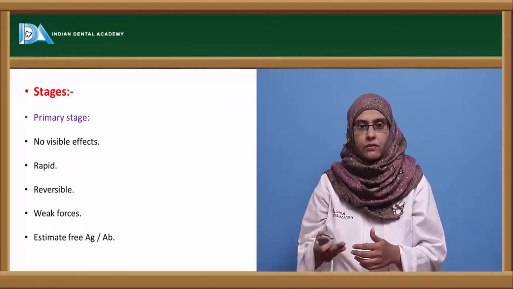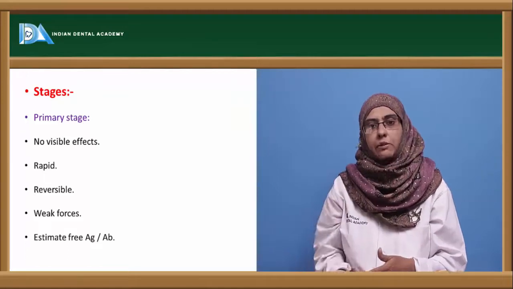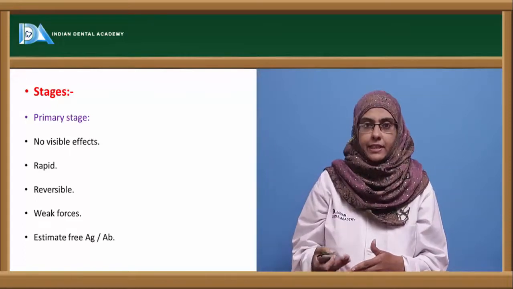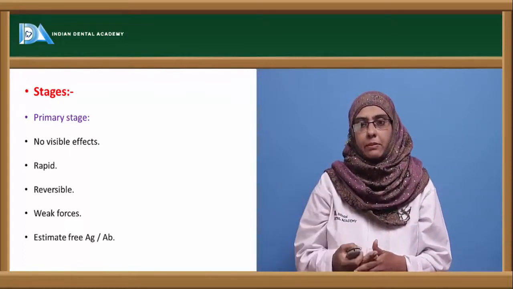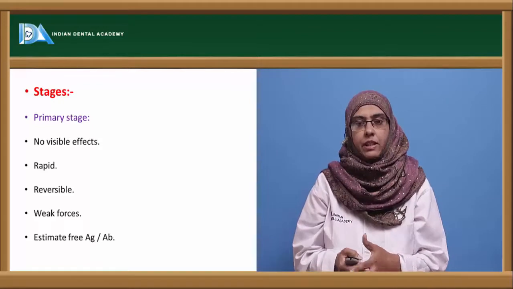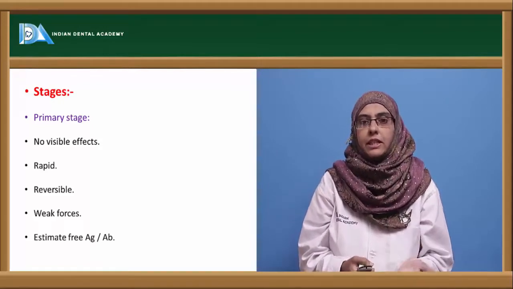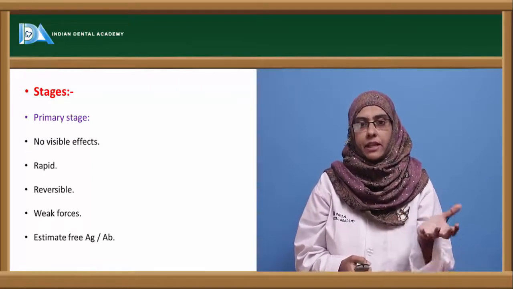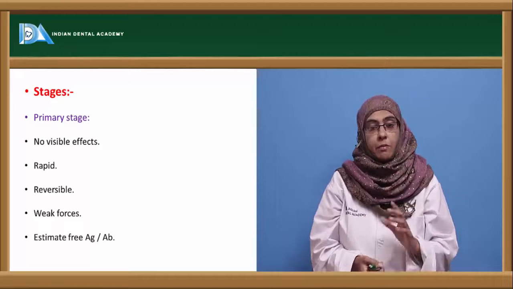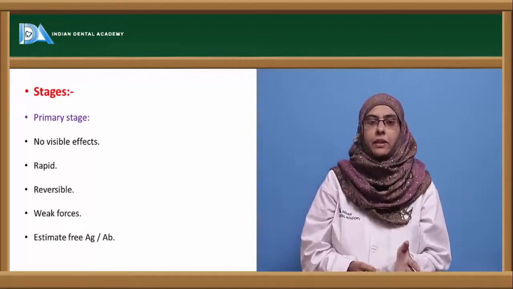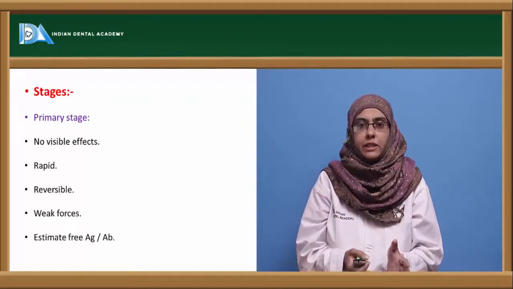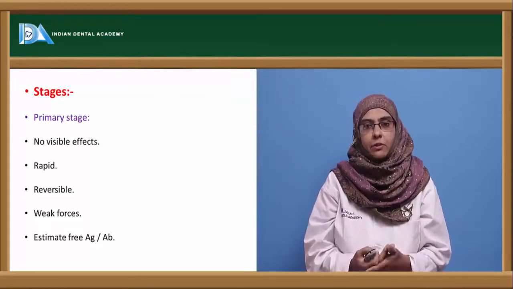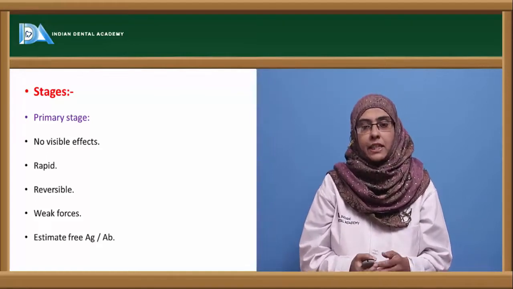So the stages of the interaction between the antigen and antibody can be classified into three major types: the primary stage, the secondary stage and the tertiary stage. In the primary stage there is an interaction between the antigen and antibody, but you cannot see it in visible form. There is no observable manner that helps us identify the interaction. But the interaction is very rapid. Whenever antigen and antibody that are complementary to each other are present, they immediately react. So the reaction is very rapid in nature, and it is reversible.